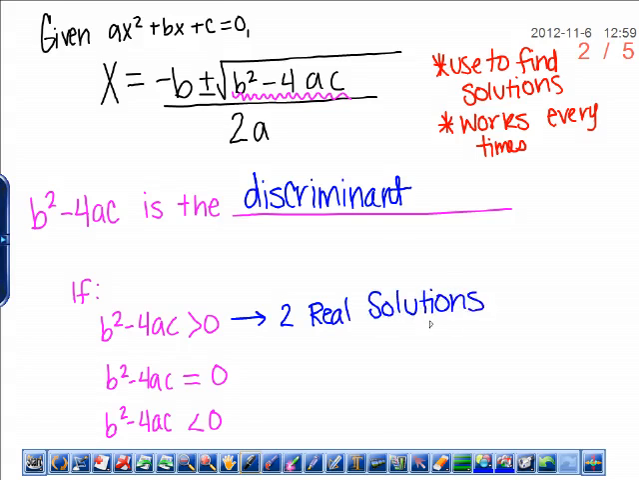If your discriminant is exactly 0, that means we take the square root of what? 0, which just gives me 0. So how many solutions would I end up with? Just one. Because it would be negative b plus 0 and negative b minus 0. Aren't those both just negative b? Yeah. So this is one real solution.